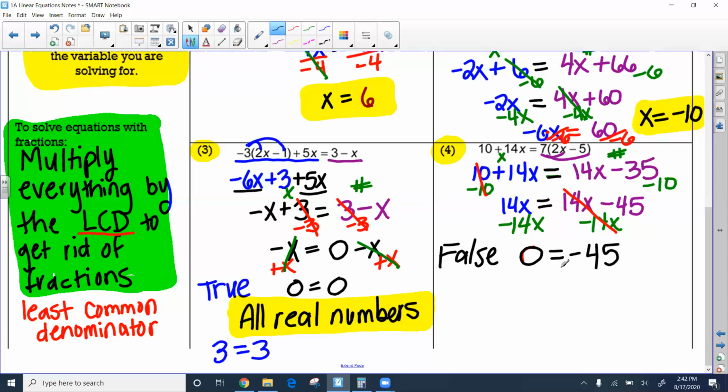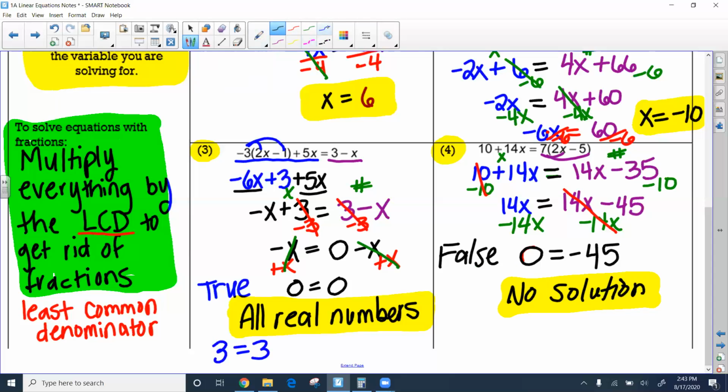So what that means, if you end up with something like this that is never true, that means there is no solution. So on this example, no matter what x value I plugged in, there would be no way to make the two sides of the equal sign the same. So we had 0 equals negative 45, which is never true. That's a false statement, so that means there's no solution.